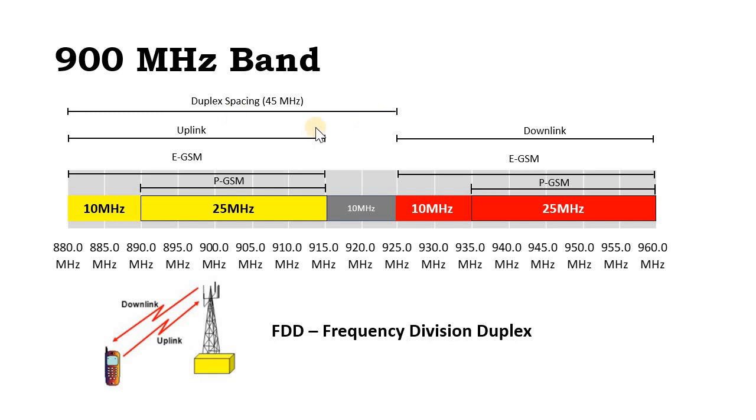The duplex spacing is 45 MHz. This means that if you have a frequency on the uplink, its pair is plus 45 MHz on the other side. That is what we call the duplex spacing. The gap between them is 10 MHz, meaning from the last frequency of the uplink to the first frequency of the downlink is 10 MHz. For extended GSM, that becomes 20 MHz. Okay, so that is the 900 MHz band.